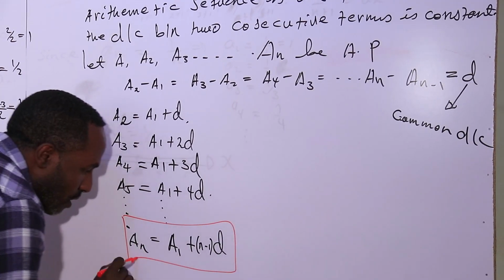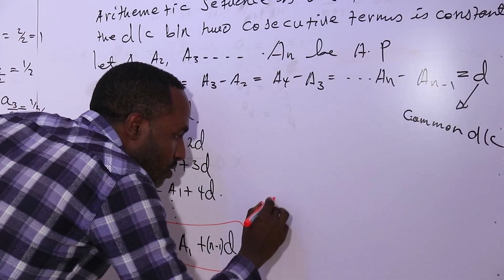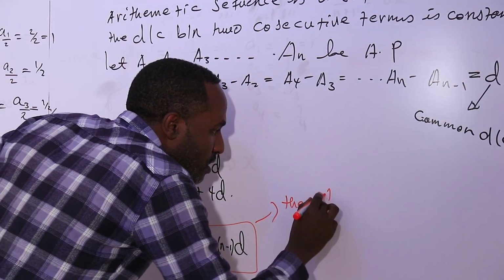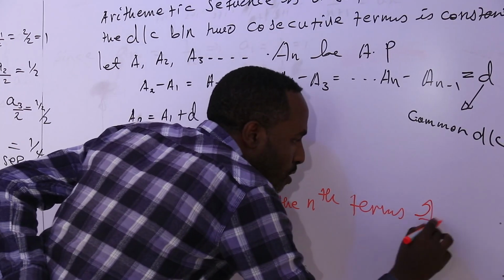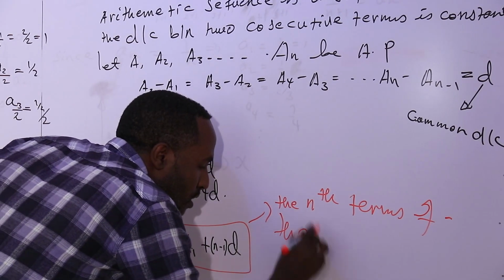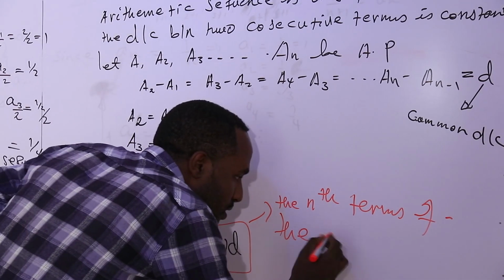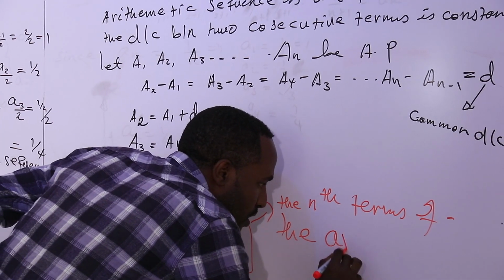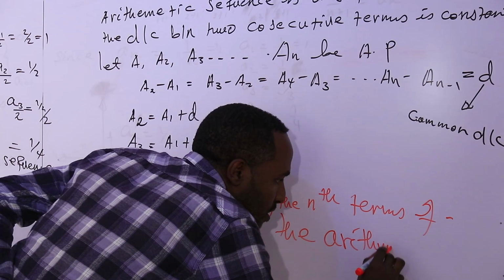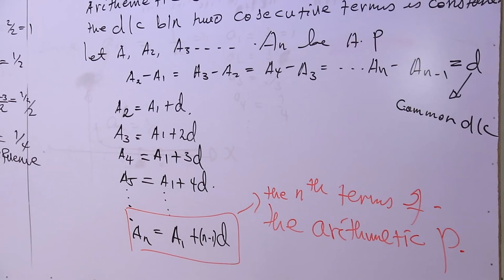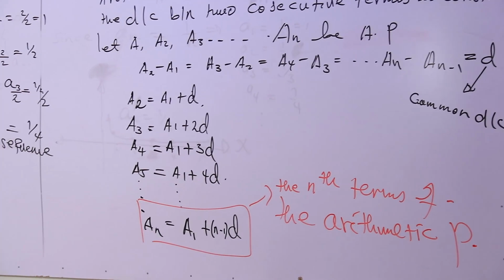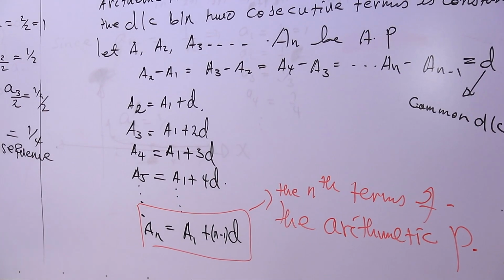So this is known as the nth term of the arithmetic sequence, the arithmetic progression.